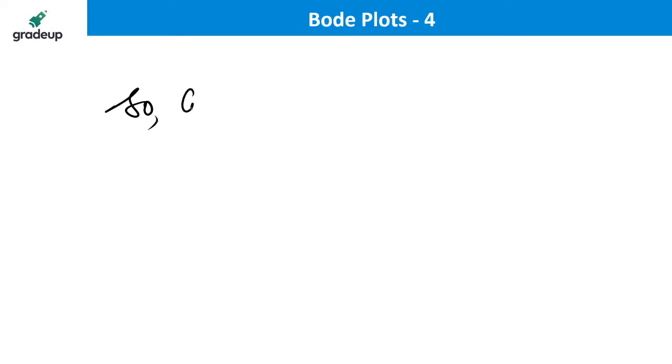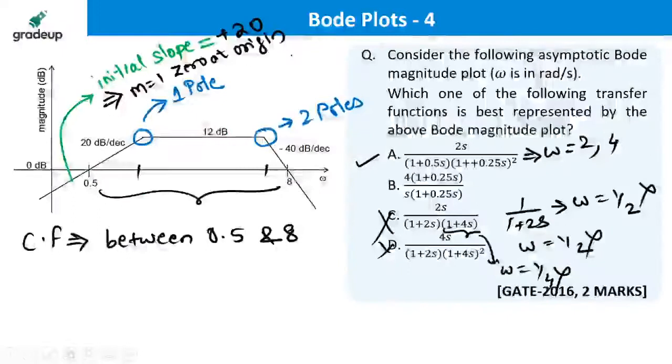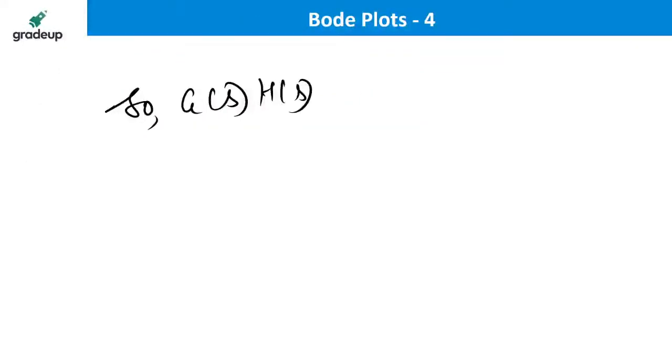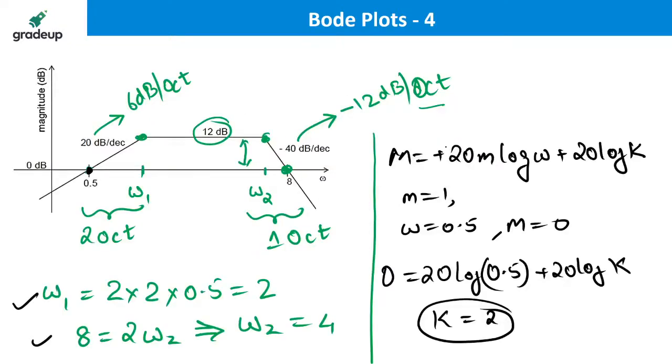So what is the complete G(s)H(s)? It is given by k, the value of k is 2, and there is one zero at the origin, divided by poles 1 plus s by 2, corner frequency 2, and the next corner frequency 4, but this is a double pole. That I have told you in the earlier slide also. This is a double pole and this is a single pole.